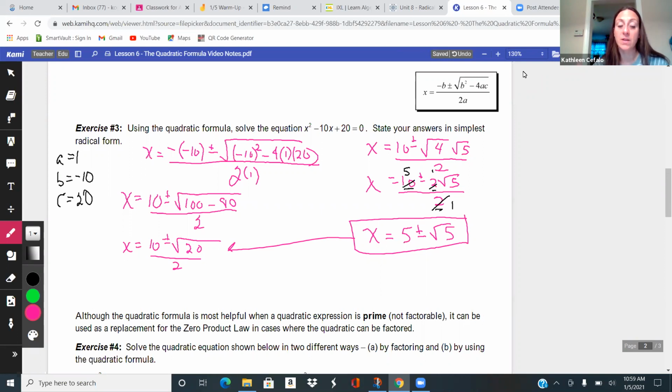Keep in mind, you have two answers. So you'd want to plug this in kind of like we had on that first example. If you're checking this, you would need to do 5 plus radical 5, get a decimal value. Over here on your calculator, you would have to do 10 plus radical 20 over 2 and make sure that those balance out. Okay, that's how you would kind of check something like this.